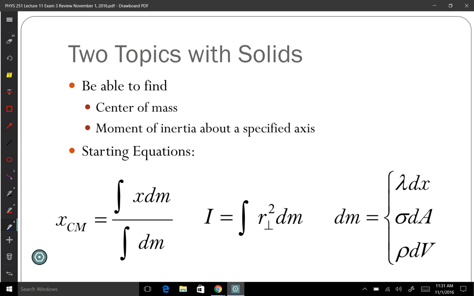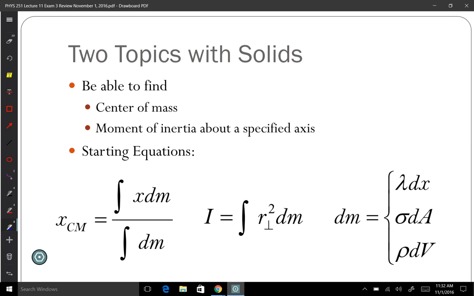Moment of inertia is the integral of the distance perpendicular to the axis of rotation squared times dm. So you integrate, once again, dm is a little tiny piece of mass. You have to integrate over the entire mass of your object. And then those dm's, since they're little tiny pieces of mass, we usually do spatial integrals.